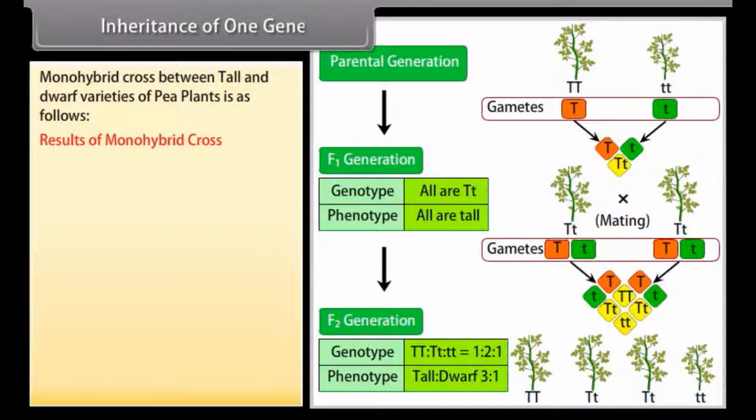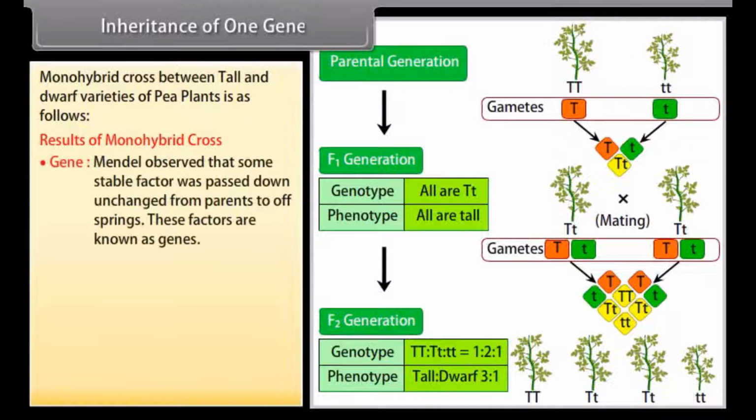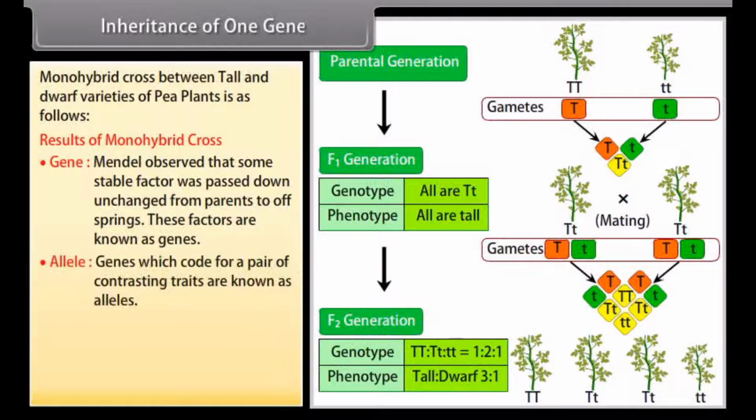Results of monohybrid cross. Gene. Mendel observed that some stable factor was passed down unchanged from parents to offsprings. These factors are known as genes. Allele. Genes which code for a pair of contrasting traits are known as alleles.